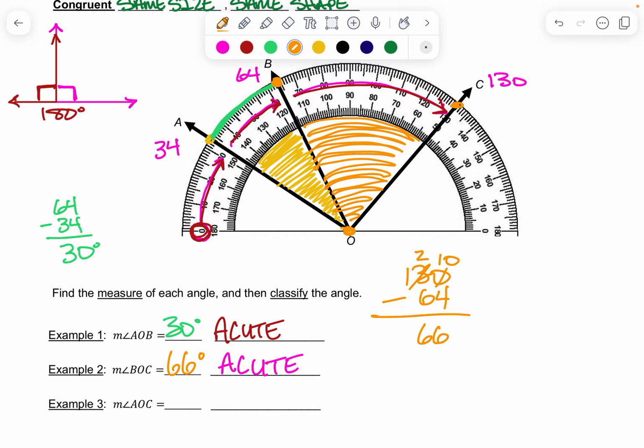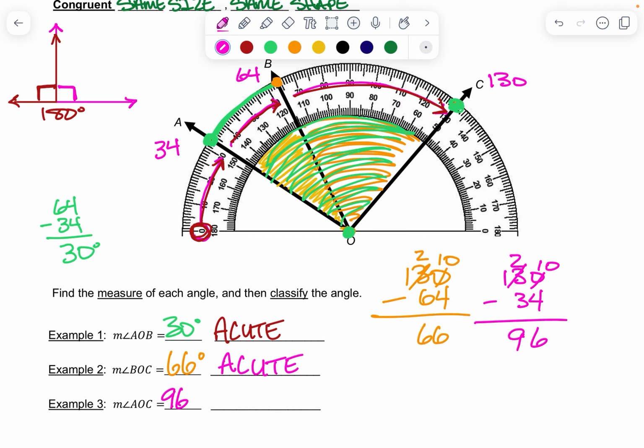And then lastly, we wanted to find AOC, which is what you get when you go from A to O all the way over to C, which is the whole larger angle. We can follow the same process. We can do 130 minus 34. Same thing, that gives us 96 degrees. And that's over 90, so that would be obtuse.